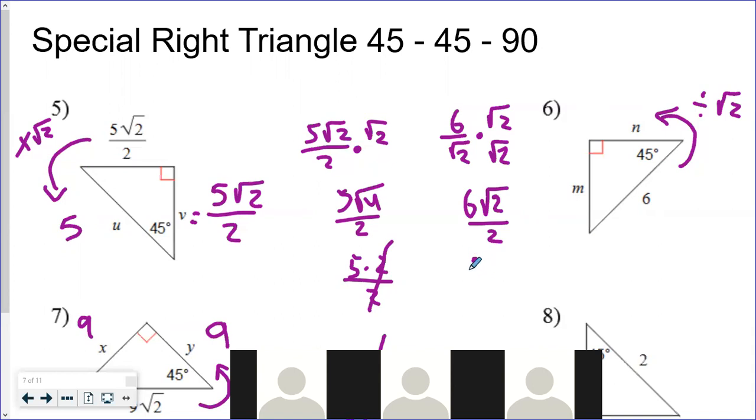So in other words, what's half of 6? 3. There you go. So this is 3 square roots of 2. So this leg is 3 square roots of 2, which means what is the other leg? Same thing. Awesome.